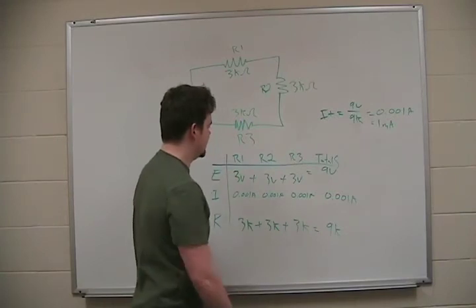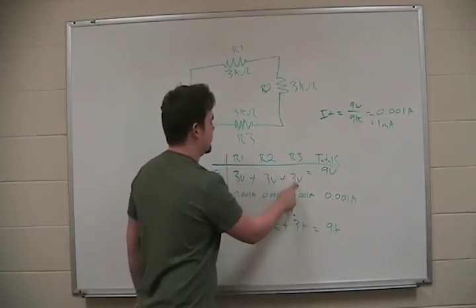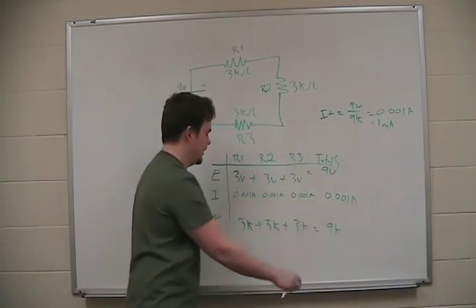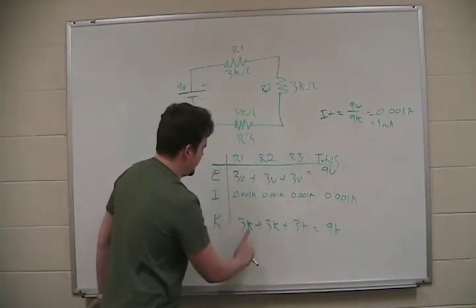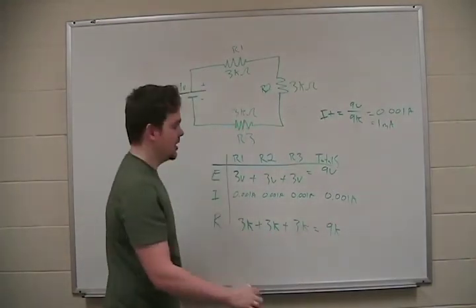So you see, the total voltage in a series circuit is cumulative. R1 plus R2 plus R3 equals voltage total. Same thing with resistance. 3K plus 3K plus 3K equals 9K, total resistance.